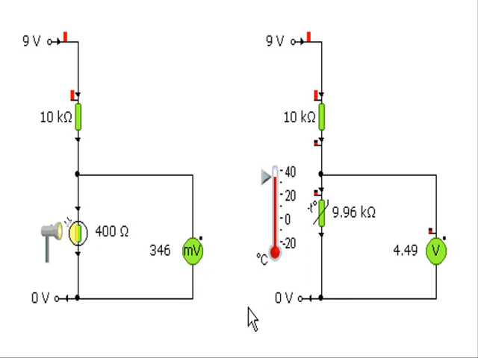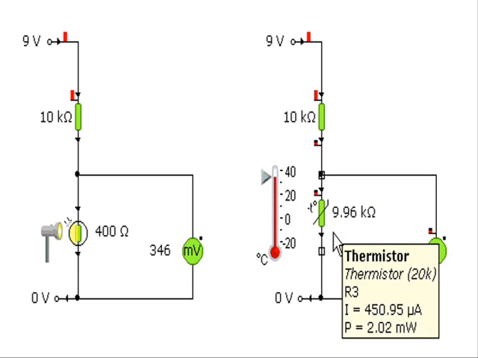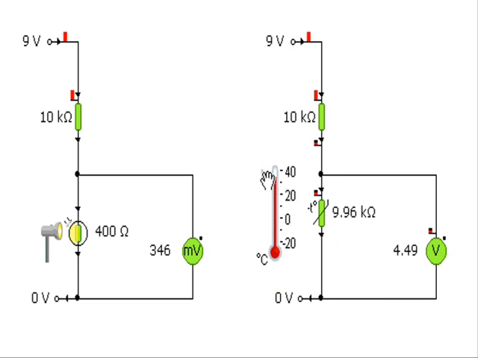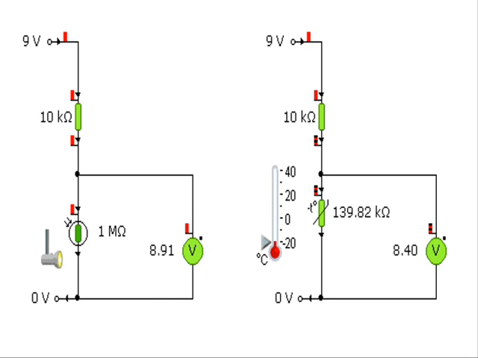The same is true of the thermistor. Right, at the moment, it's 9.96 k. When I pull it down, so the bigger this resistance gets, the bigger the output voltage. Okay, so in the cold, V out is big, and in the dark, V out is big.